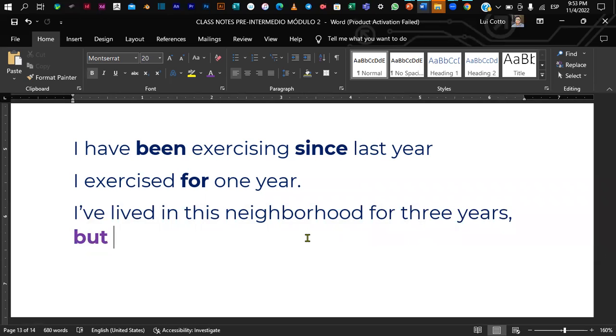Pero no era un buen vecindario, pero no está since ahí. Necesito since. Cierto. Pero desde hace tiempo que quiero mudarme a otro, por ejemplo. Ok, pero desde hace tiempo.